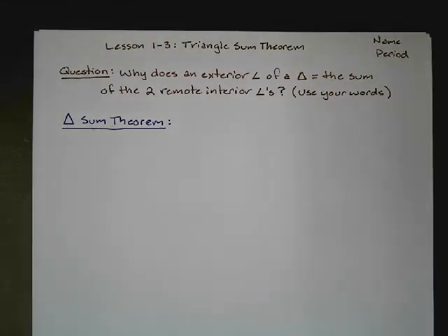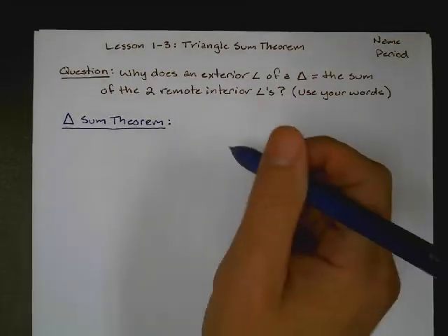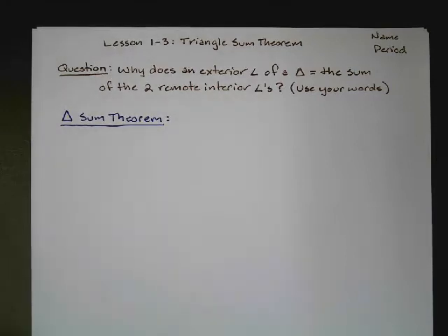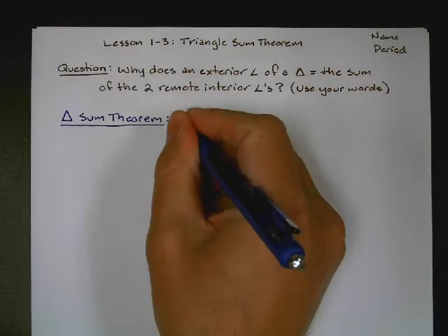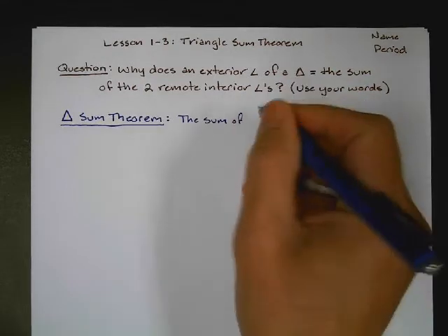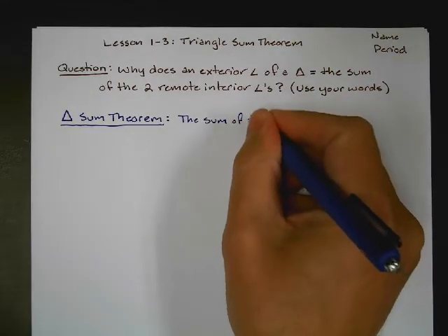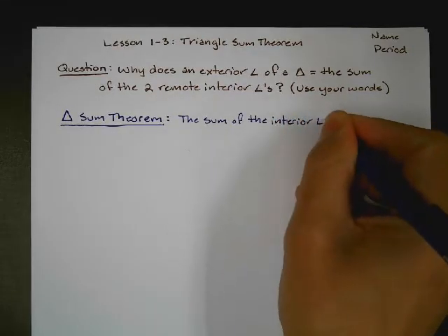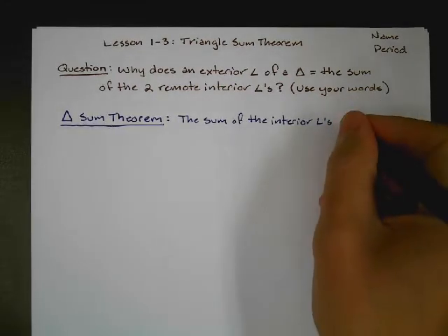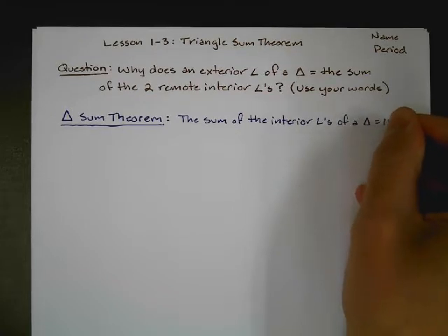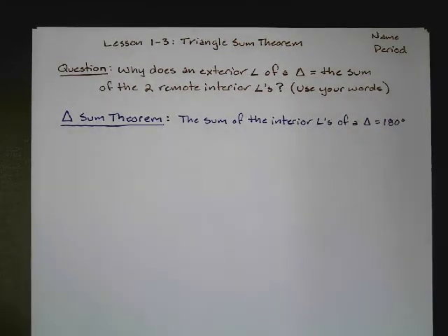We're going to start off with the triangle sum theorem. And you'll probably remember this from previous classes. Whenever you have a triangle, the inside angles add up to 180 degrees. So the triangle sum theorem says the sum of the interior angles of a triangle are always equal to 180 degrees. So if you add up the three inside angles of a triangle, they always add up to 180 degrees.